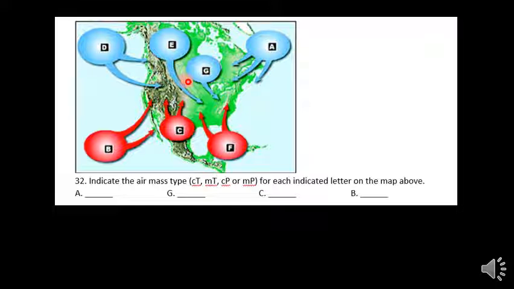There's not a lot of evaporation over land. But if it's sitting over the oceans, there's a lot of evaporation going on, and it's going to be able to absorb a lot of water. So these are going to be wet air masses over water. And so you just put them together.